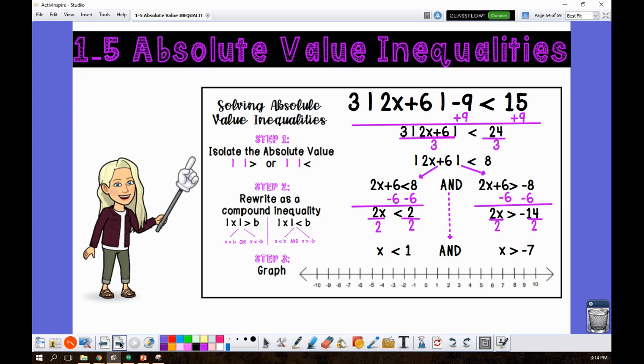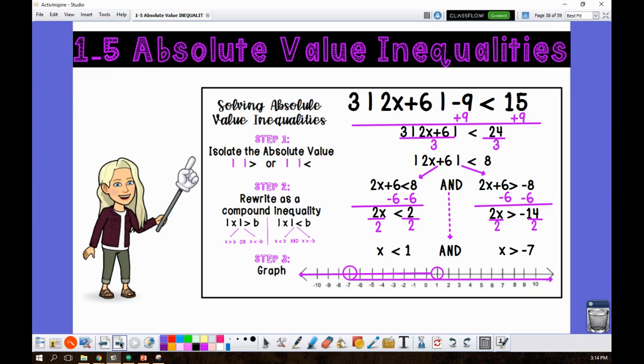We have 1 and negative 7 on this graph here. We're going to start with 1. So x is less than 1. We want an open circle on 1, and we want to shade to the left. x is greater than negative 7. We want an open circle on negative 7, and we want to be shading to the right.